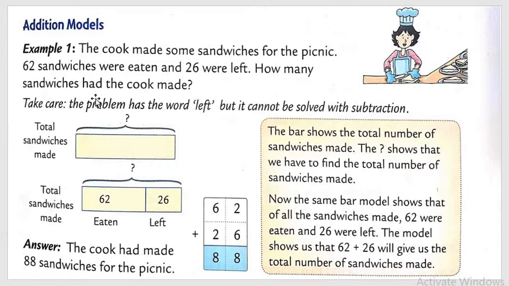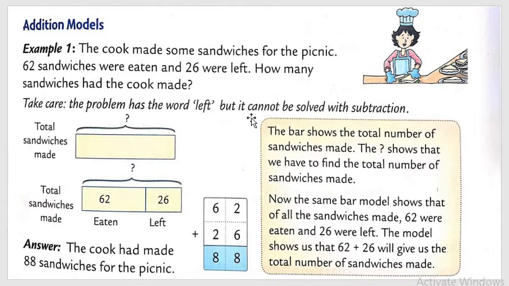Now, here we do a bit of revision of what we have learned. Take care: the problem has a word that is important. The problem has the word "left." See here, this word "left." 26 were left. This word is important for us. So students, how many sandwiches had the cook made?